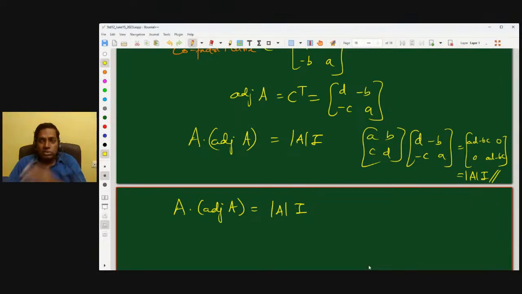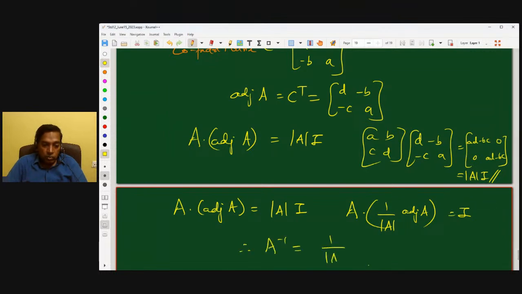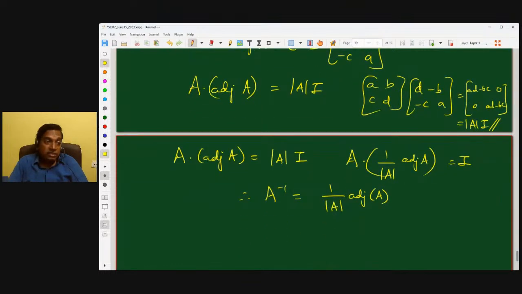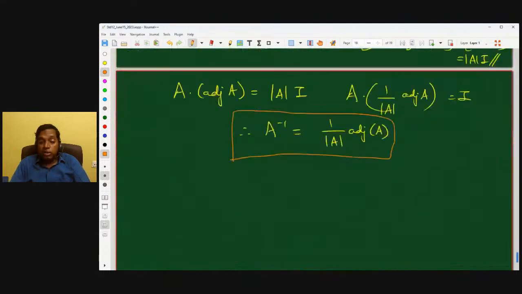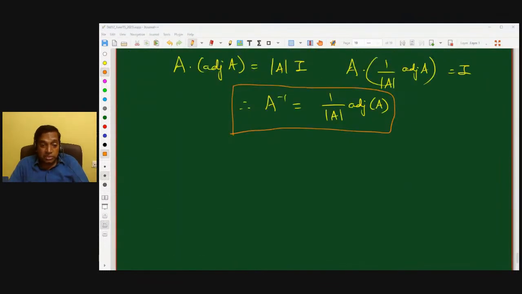Intuitively, you can do some guessing, and I'll explain how to get that. So A times 1 by determinant A times adjoint A is I. Therefore, A inverse is 1 by determinant A times adjoint A. This is the reason why I asked how to find the inverse: do 1 by determinant A times adjoint. But why did I talk about inverse first and not adjoint? Because inverse is easier to understand than adjoint, because adjoint has many steps: find the cofactor, transpose of the cofactor, etc.